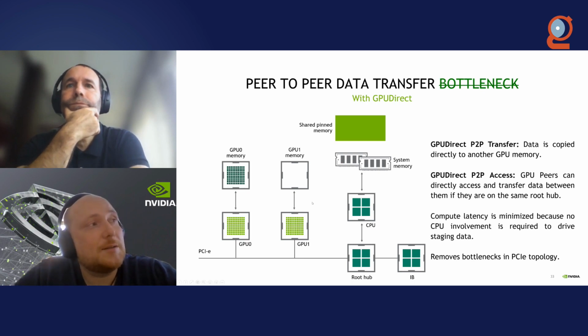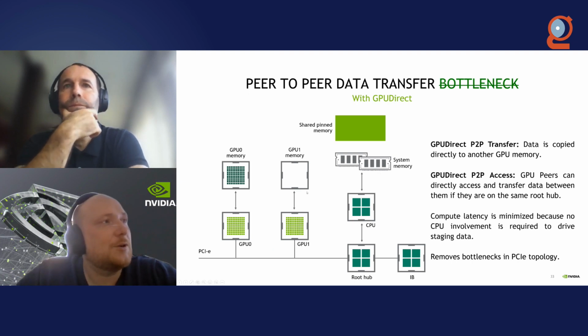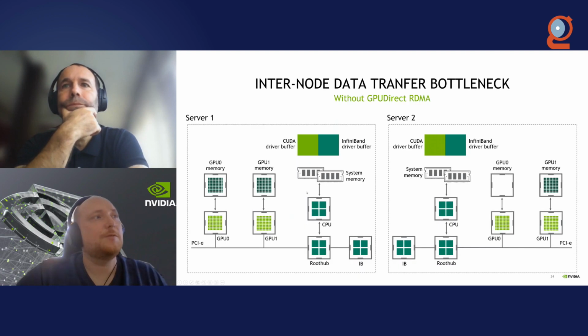Specifically, traversing the PCI Express bus is slow. I already said that PCI Express 4 is operating at 24 gigabytes per second. So here we can basically halve the time for copying the data just by eliminating one of the copies.